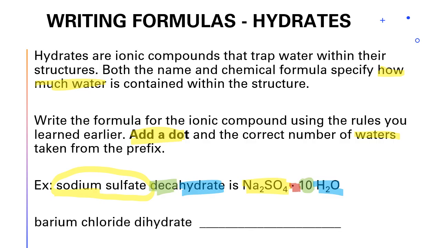So if I was going to go barium chloride dihydrate, my step number 1 is writing the chemical formula for barium chloride. Ba, which is +2, Cl, which is -1. I will need 2 of those chlorines to balance the charge. And then the dihydrate is going to add 2 waters, so dot 2 H2O. So for every 1 barium chloride molecule, 2 waters stick to it.